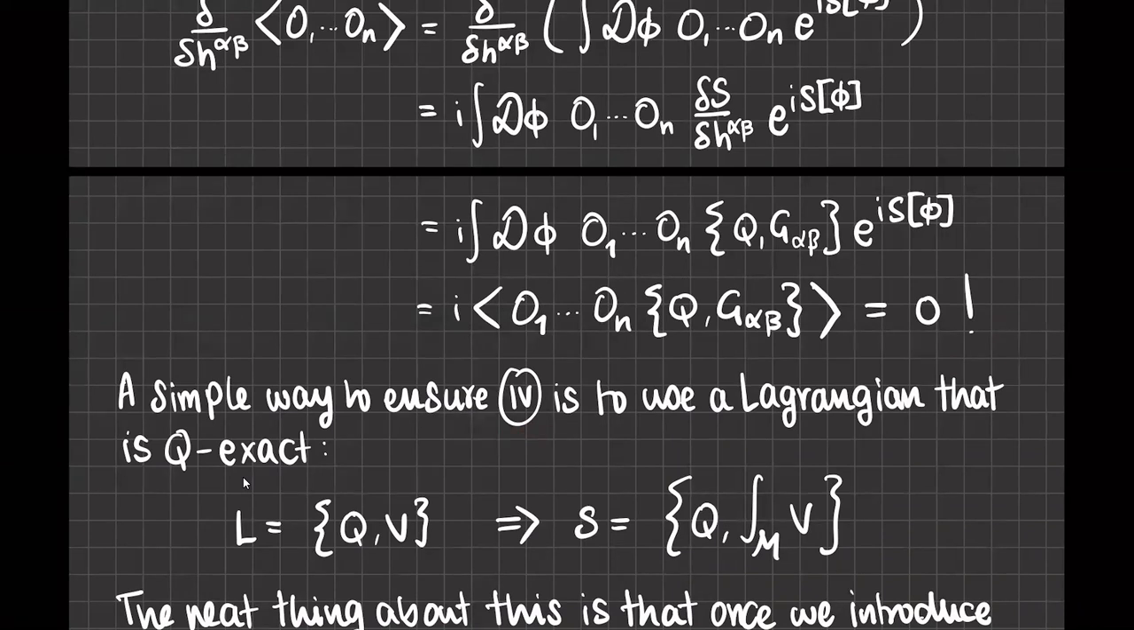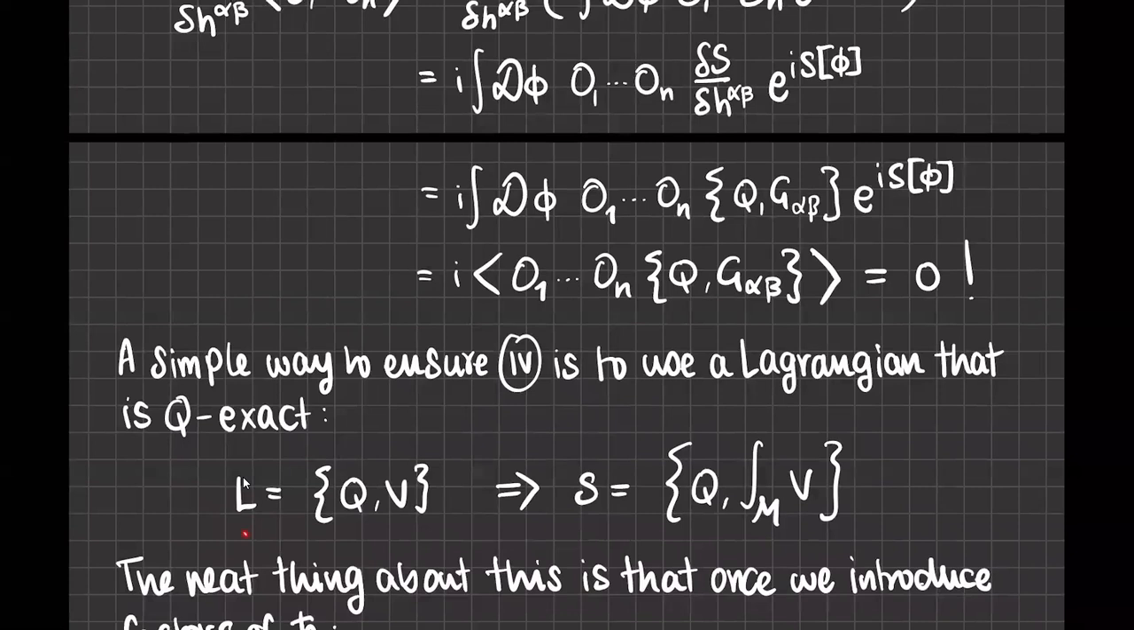The simple way to ensure that 4 is true, and this is the most common way to ensure that 4 is true, is to use a Lagrangian density that is itself Q exact. Okay, you can see why that might work. If I have a Lagrangian density that is itself Q exact, then the corresponding action is just Q commutator with this guy over here.